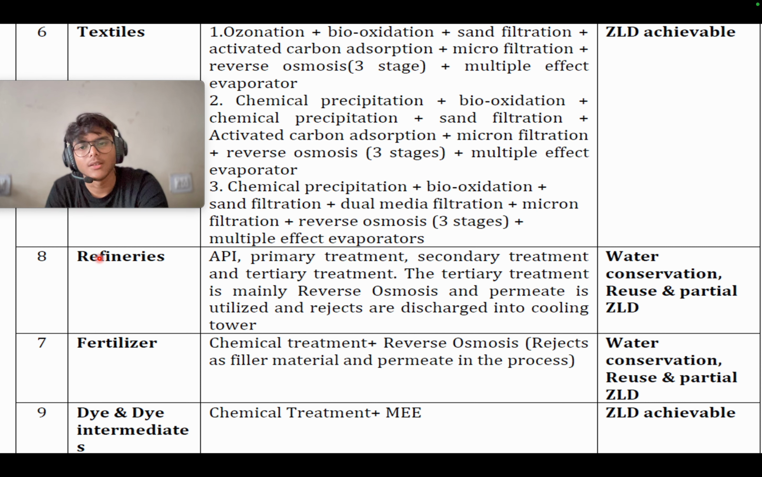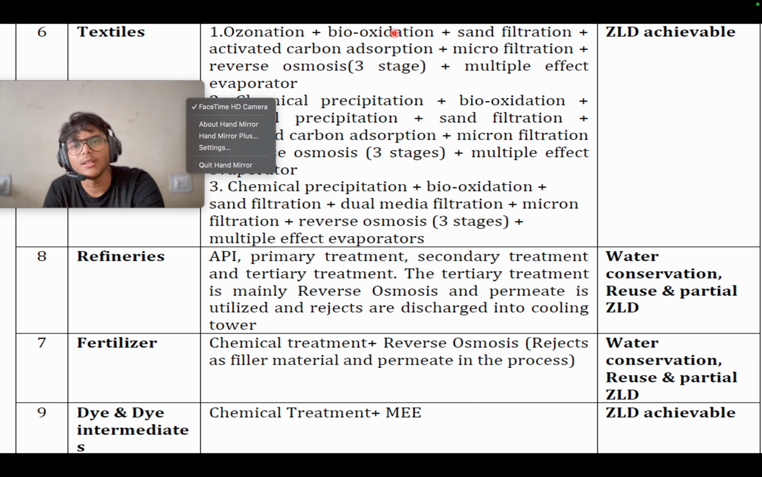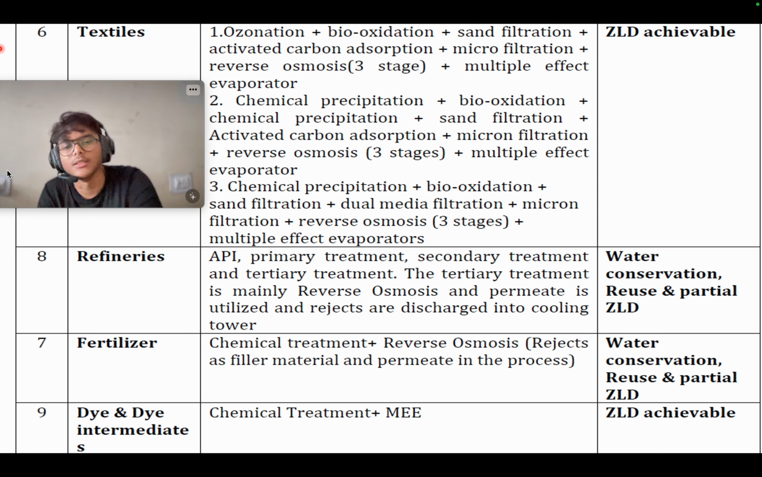Now we'll go to the refineries industry. In refineries, API, primary treatment, secondary treatment, tertiary treatment. The tertiary treatment is mainly reverse osmosis, and permeate is utilized and rejects are discharged into the cooling tower. Here water conservation, reuse and partial ZLD is done. Next, fertilizers. In fertilizers, chemical treatment plus reverse osmosis, rejects as filler materials, permeate in the process. Here also water conservation, reuse and partial ZLD is done. Dye and dye intermediates, chemical treatment plus ME. Here ZLD is achievable.